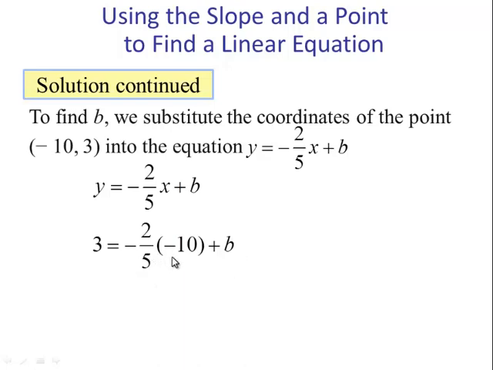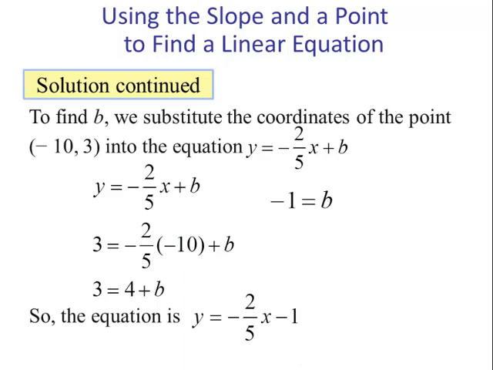Next we have to multiply. Well, first of all, this is going to be a positive number, since negative times negative is positive. And 2 times 10 is 20, divided by 5 is 4. So we have 3 equals 4 plus b. Subtract 4 from both sides. We see that b is equal to negative 1. So the equation is y equals negative 2/5 x minus 1.